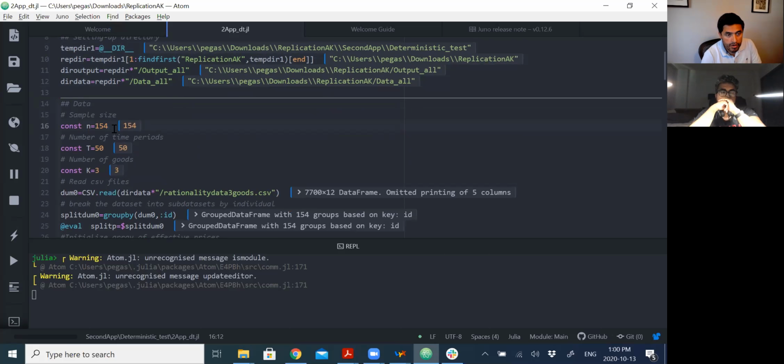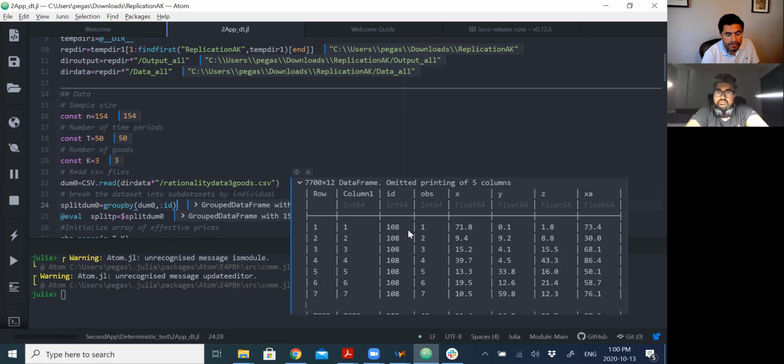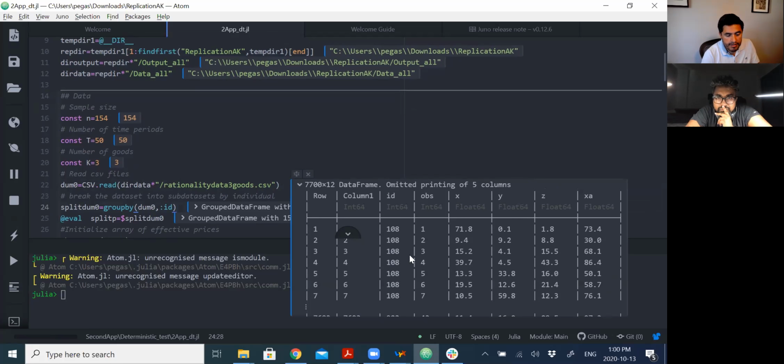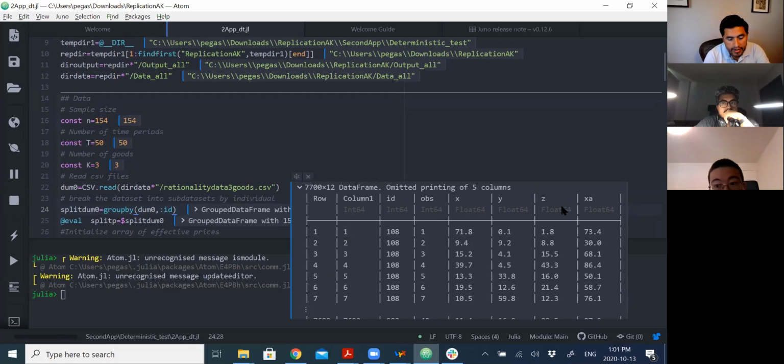So there are 154 students or subjects, 50 time periods, and then 3 goods. I import this data using the command CSV.read; the original data is in a CSV file, and this is the data, right? So we have observations for different individuals. They have an individual code, for example individual one is 102, 108. That code is assigned by the experimenter. And then we have 50 observations, right? And then we observe the bundle that they chose for X, Y, and Z.